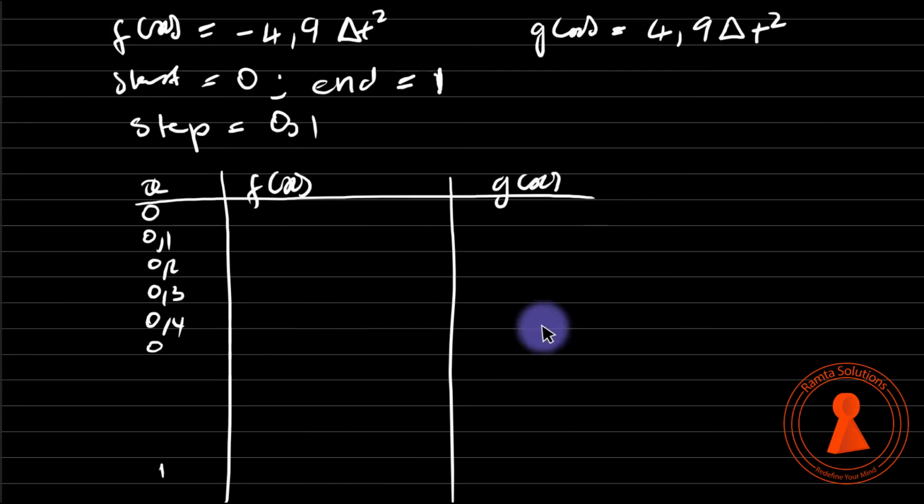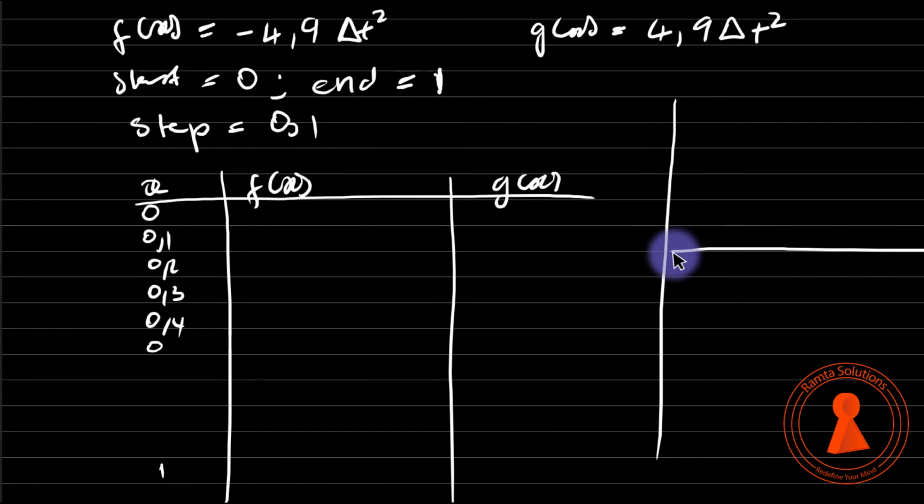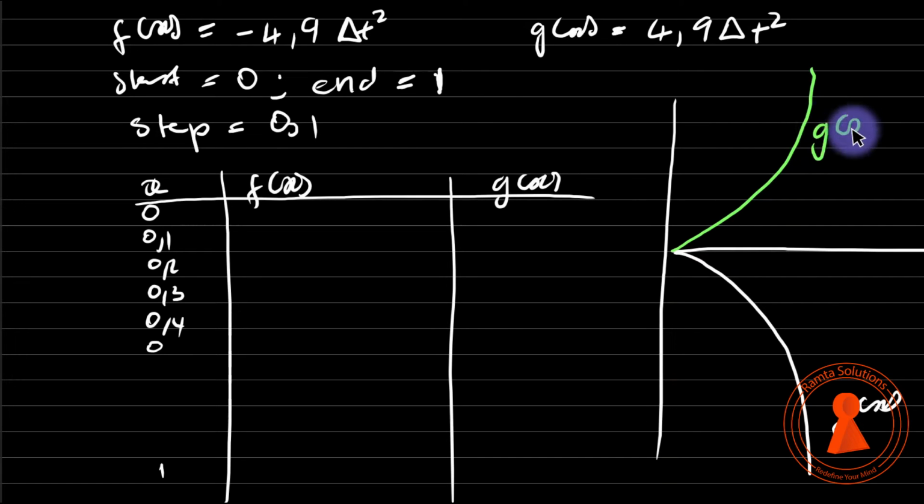So you plot the values, you will then see that your f of x will be like this. Let me call it f of x. And then you will then realize that your g of x is like, let me change the color maybe, this. Right? Remember, g of x equals 4.9. It is smiling.